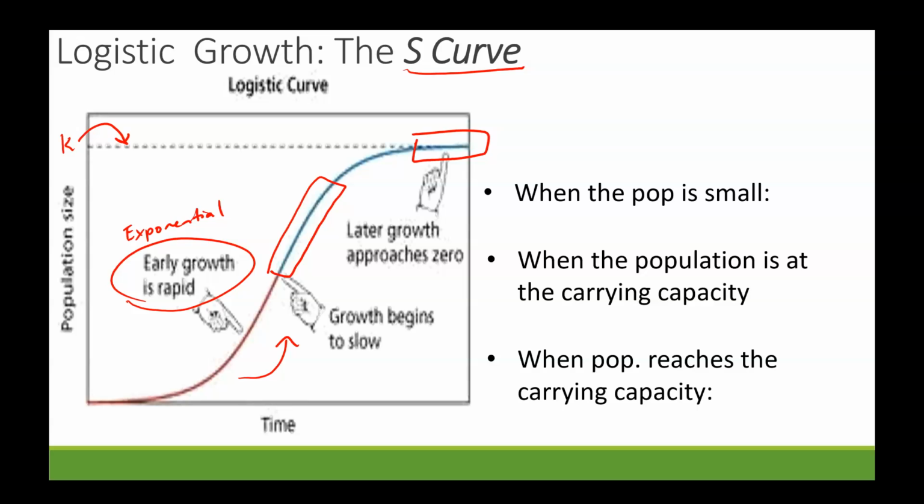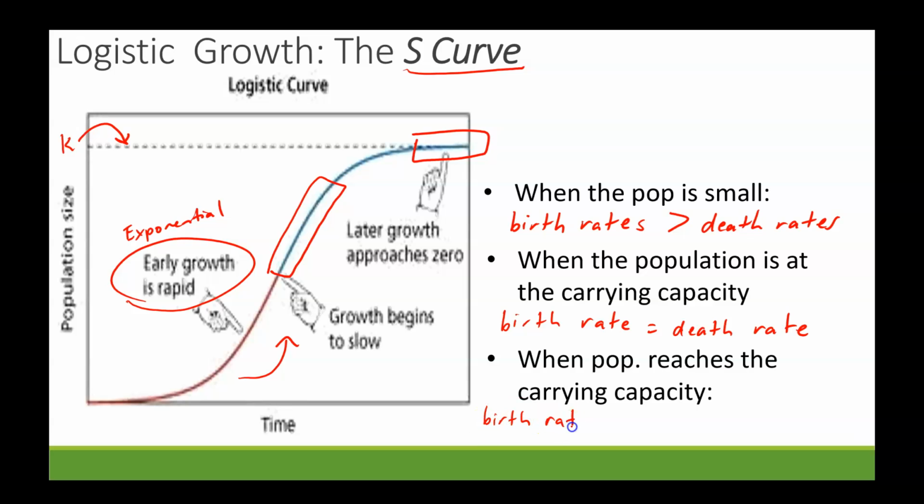All right. So when the population is small, we're going to see that birth rates are actually going to be greater than death rates. All right. And then when the population is at the carrying capacity, of course, now the birth rate is equal to the death rate. And then lastly, when the population goes beyond the carrying capacity, we're going to see that birth rates are less than death rates.